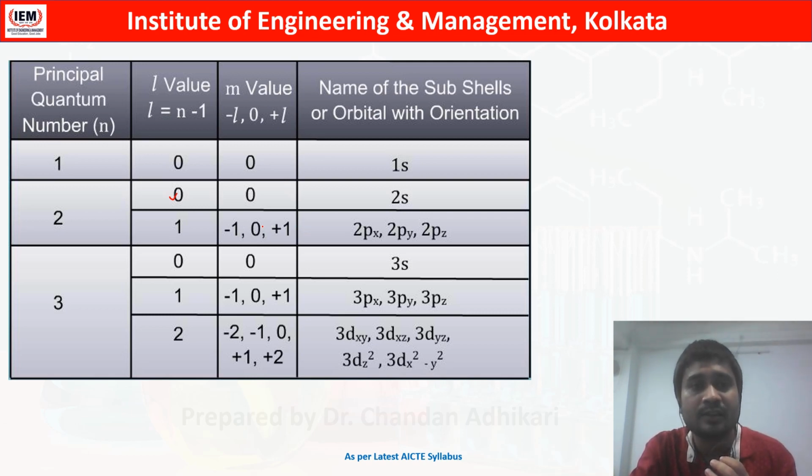And what does these 3 numbers signify? The 3 ml values tell us there are 3 different types of orbitals with different orientations. That's why p has 3 orbitals. We will see that during the discussion of the shape of orbitals.